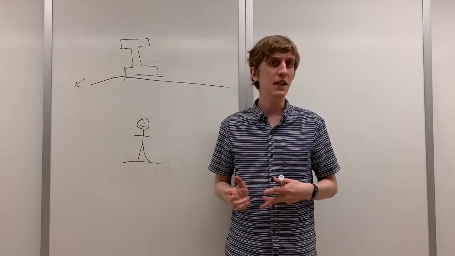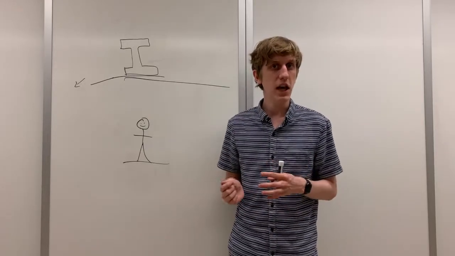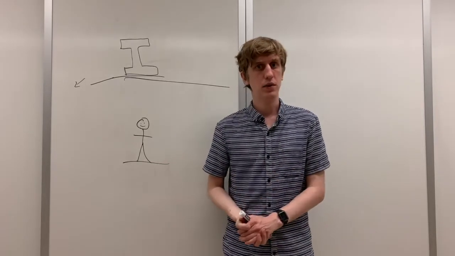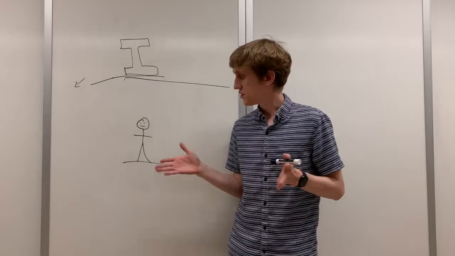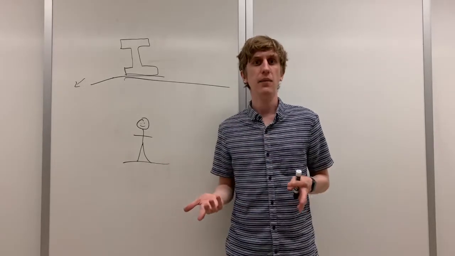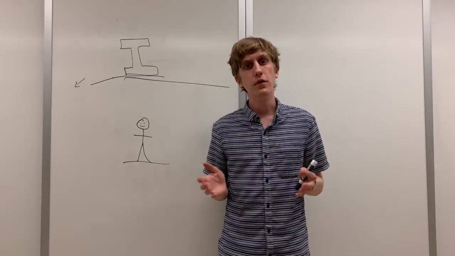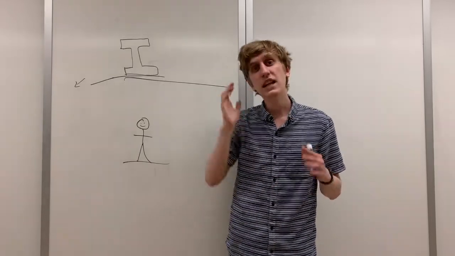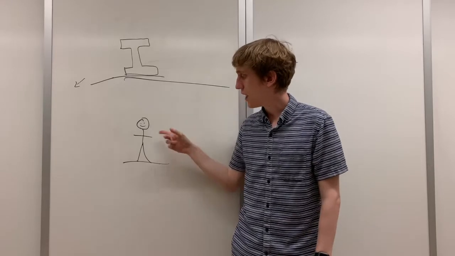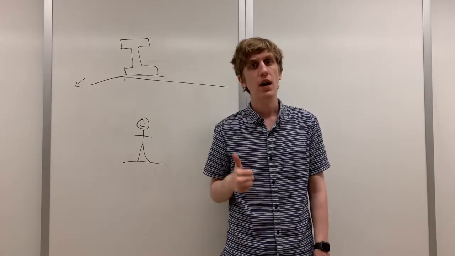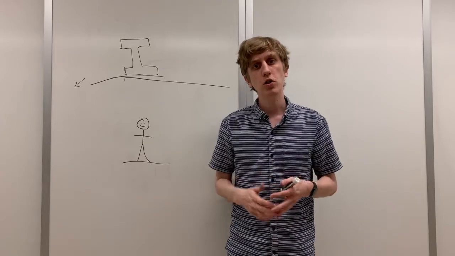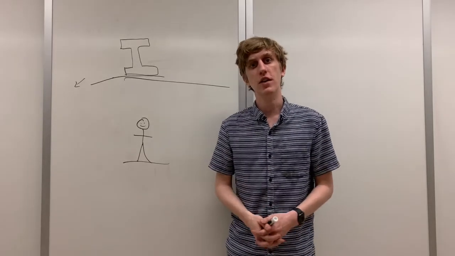If the only force acting on the stick figure was the gravitational force, then the stick figure would be accelerating downwards. But we know that's not the case. They're just standing there. So there must be another force in play. That force is called the normal force. It is a force between the ground and the stick figure, and it points up. The ground is supporting the stick figure so that they don't just fall to the center of the earth.